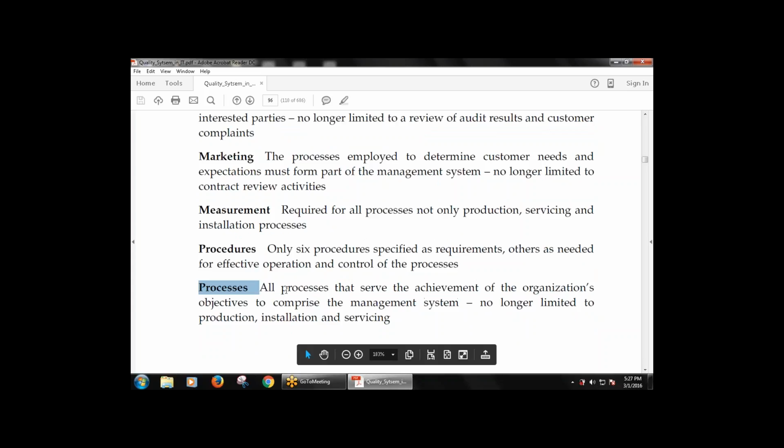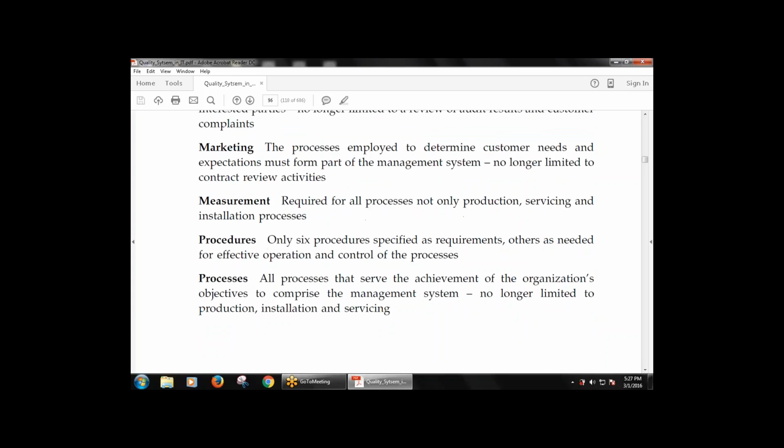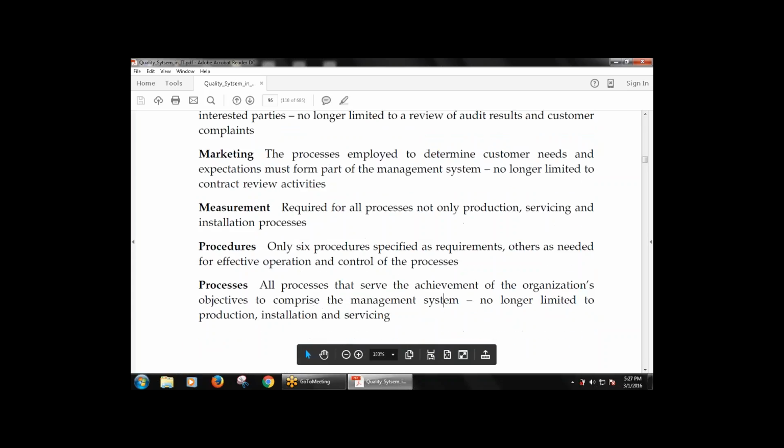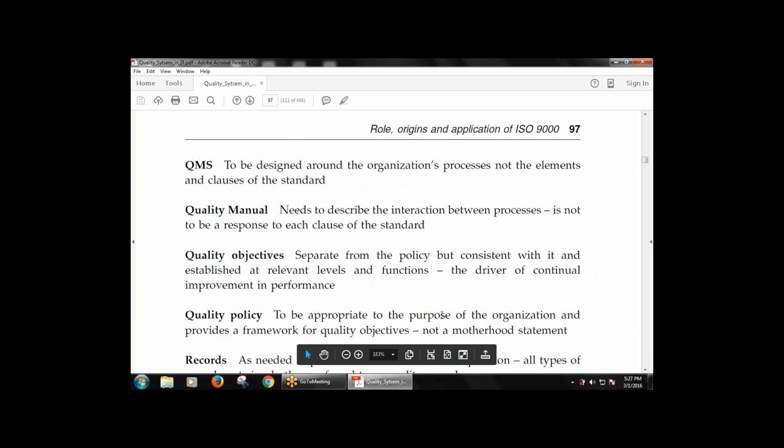The next is the processes. All processes that serve the achievement of the organization's objectives comprise the management system, which is no longer limited to production, installing and servicing. Then there is the QMS used for the standard. Then there is the quality manual, a documentation part that describes the interaction between the processes. How the interaction will be carried out among the processes is defined by the quality manual. It is not a response to each clause of the standard.